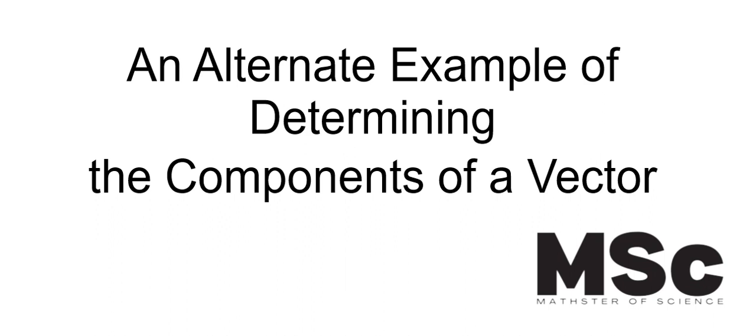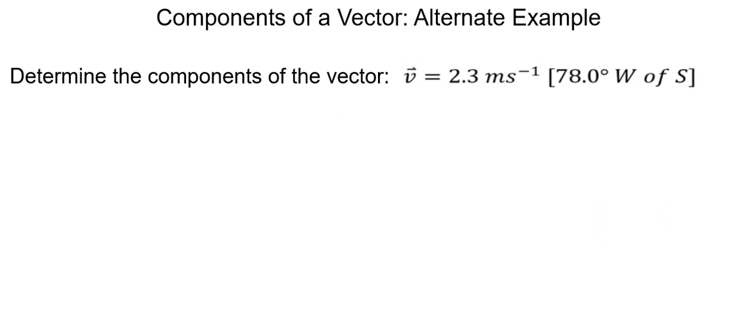In today's lesson, we're looking at an alternate example of determining the components of a vector. So here we have a vector v, which is a velocity vector of magnitude 2.3 meters per second with a direction of 78 degrees west of south.